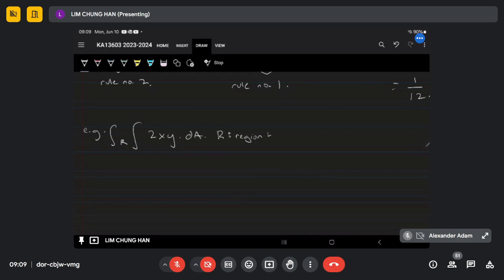Region bound by y equals x and y equals x squared. Oh my god. How are you going to get the limits?